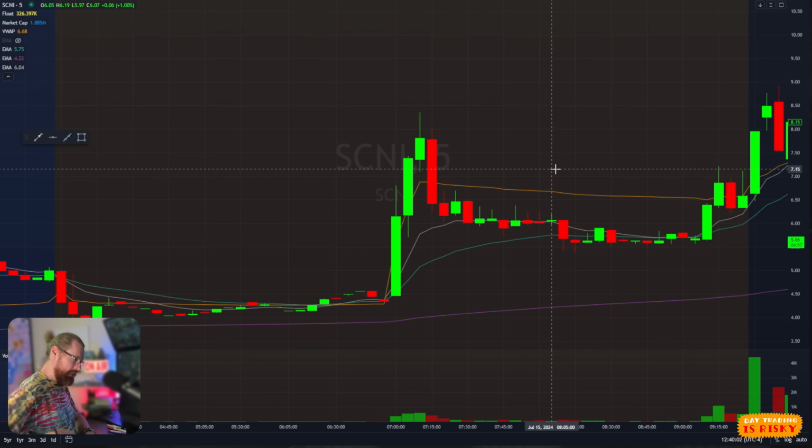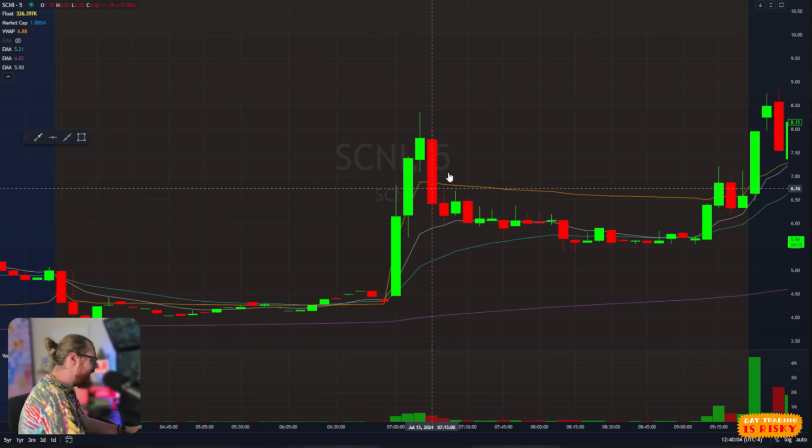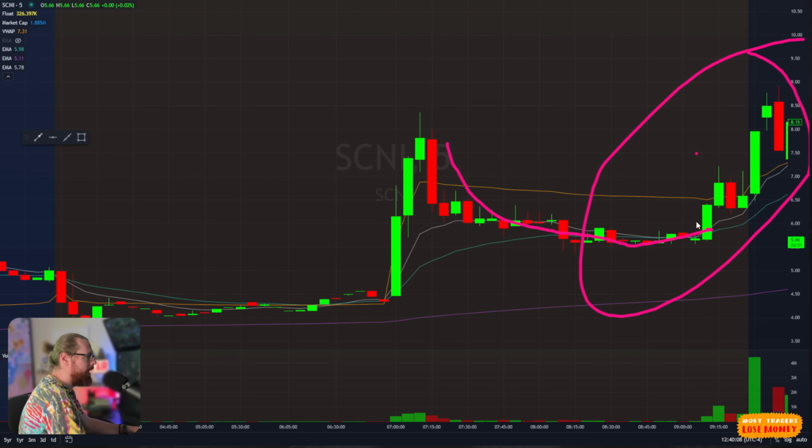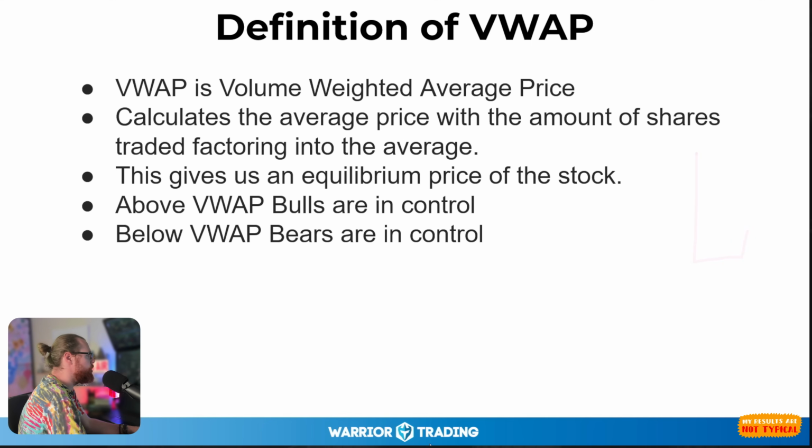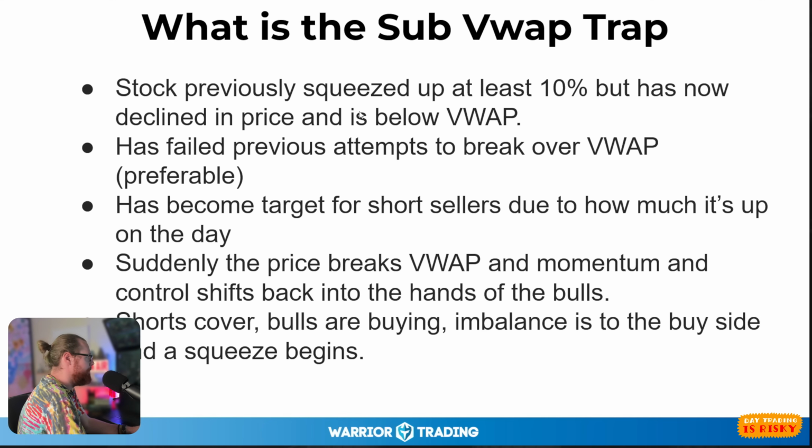So for whatever reason today, SCNI ended up coming down below VWAP. And then right here is where we got the VWAP trap. So the sub-VWAP trap occurs when the stock is trading below VWAP, and typically the stock needs to have previously squeezed up at least 10%, but now it's declined and it's pulled back below volume weighted average price. And usually we like to see that it's failed previous attempts to break over VWAP.